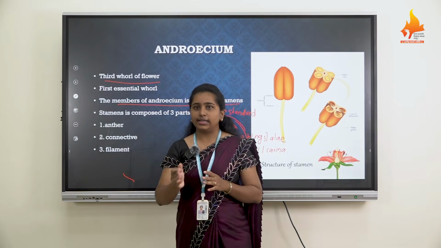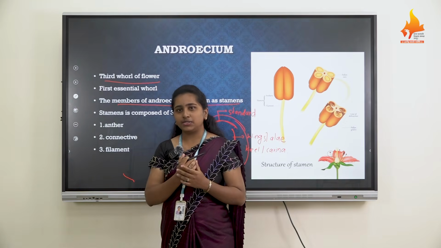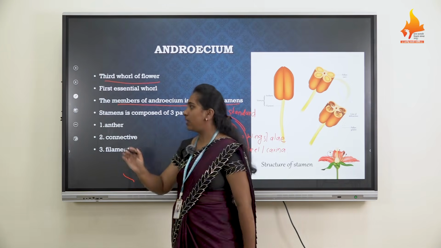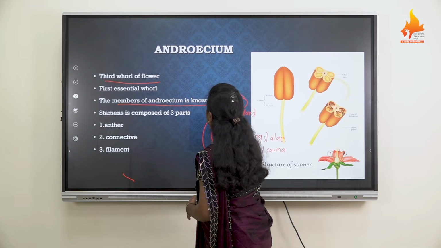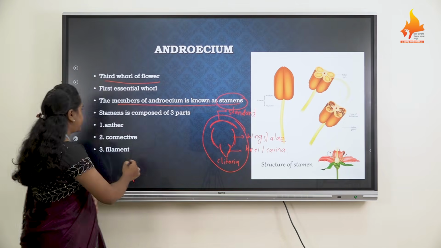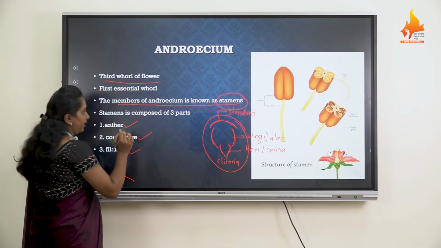As we see, the members of the calyx are called sepals. The members of the corolla are called petals. In this way, the members of the androecium are called stamens. The stamen is composed of three parts. First one is anther, second one is connective, and third one is filament.